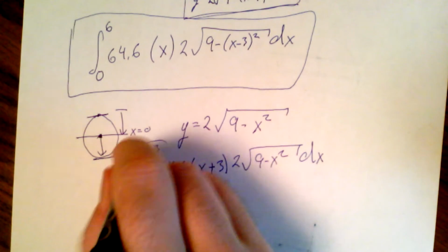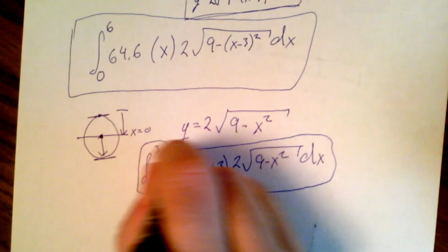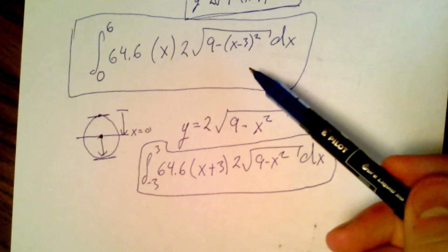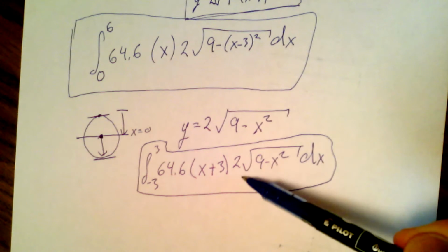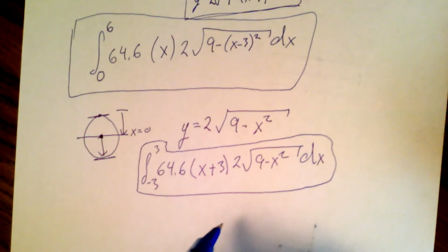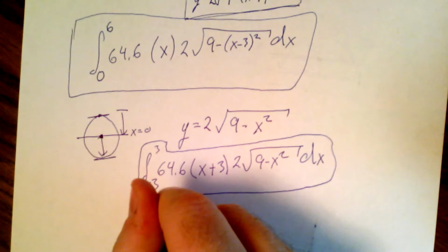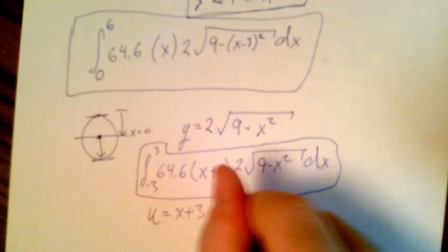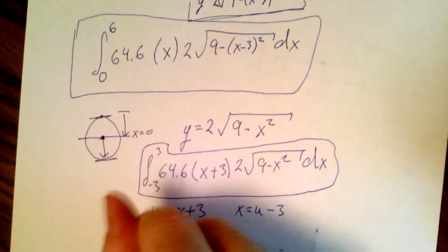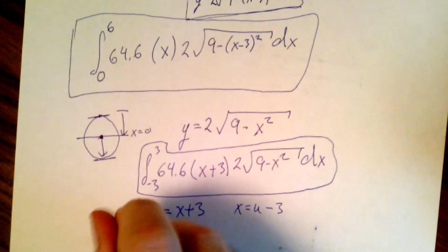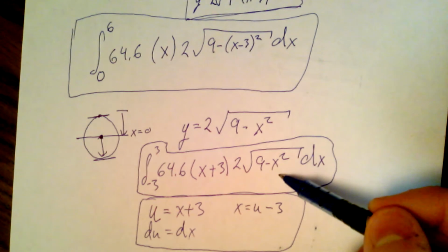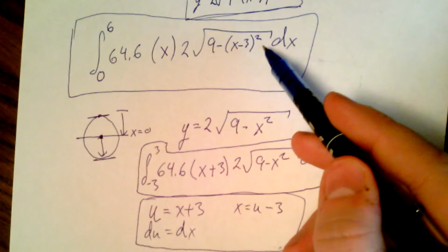So this integral gives us the same hydrostatic force as this integral does. These will come out to the same value, and both are valid ways of setting up this problem. And if you notice, if you let u equal x plus 3, that means that x equals u minus 3, and du is equal to dx. If you do this substitution on this integral, you will get that integral.